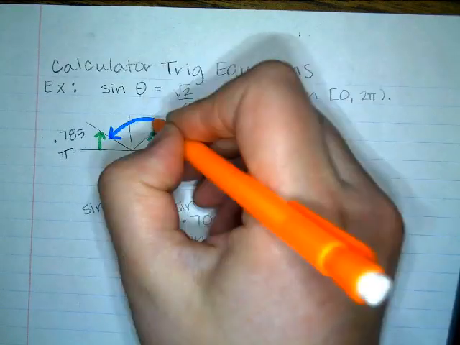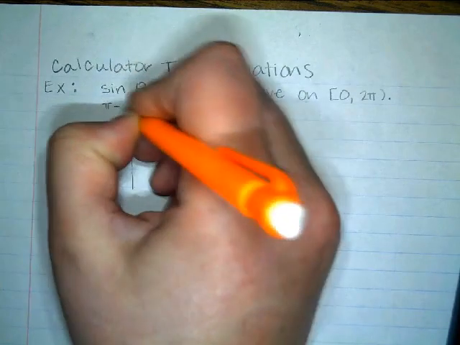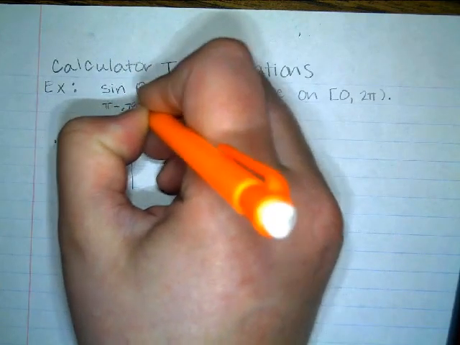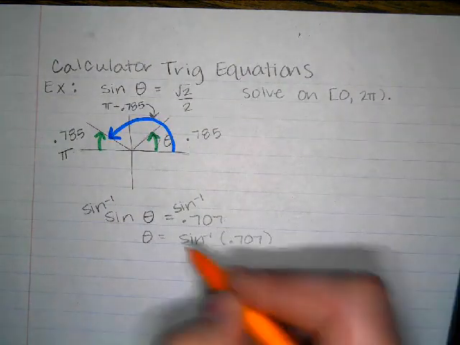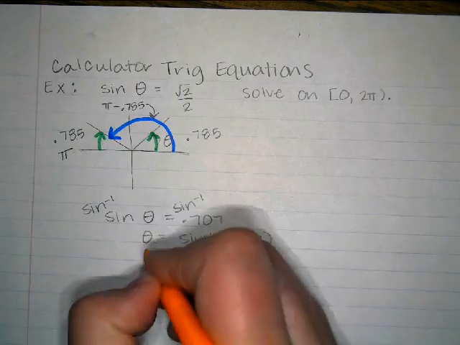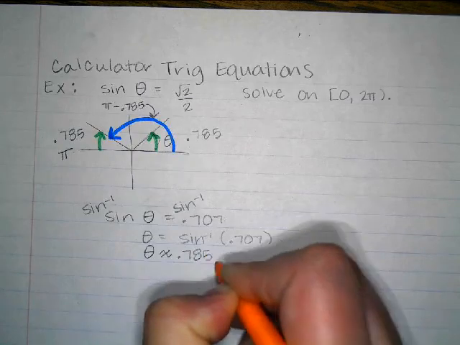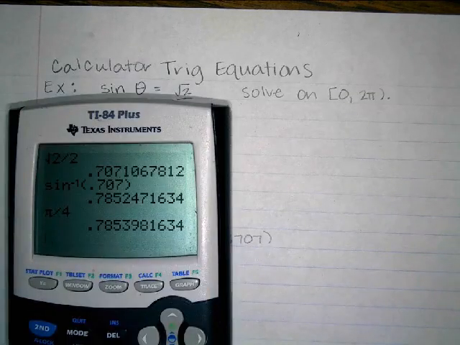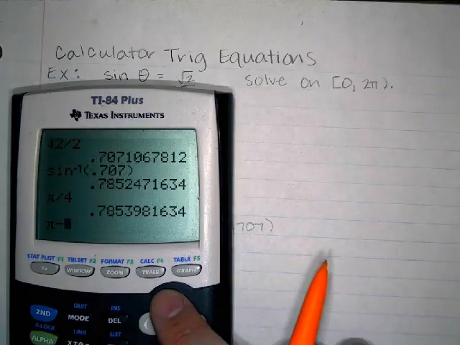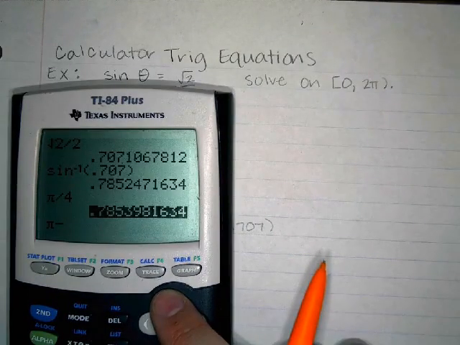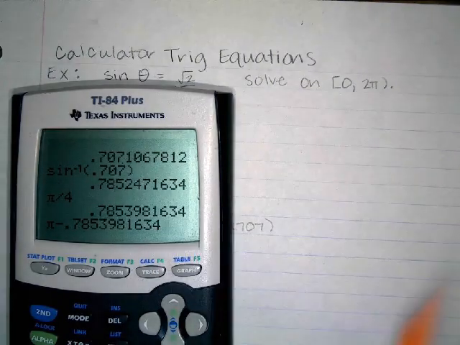Pi minus 0.785. That's how I get my second answer. So I got my first answer. Theta is approximately 0.785. And then for my second answer, I'm going to do pi minus, and then I'm going to take my calculator, go up here and grab the first answer and press enter. So it's copy pasting that decimal. Pi minus that first answer, 2.356.